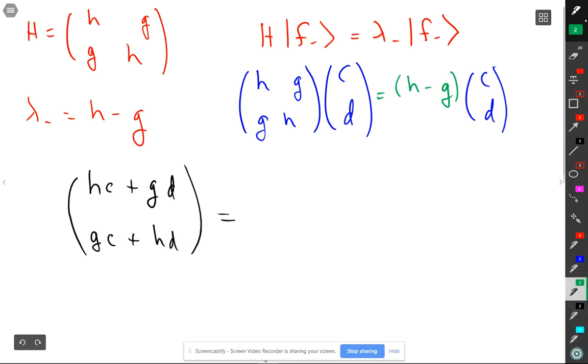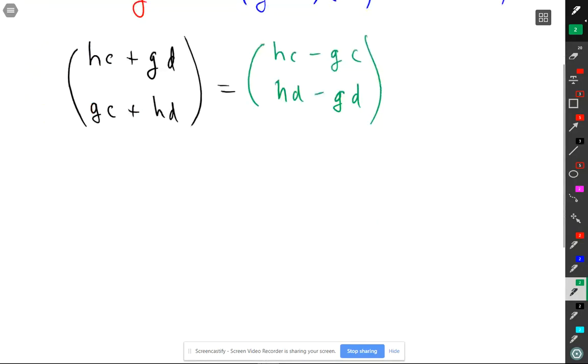And on the other side? HC minus G. And below it? HD minus G. Once again, 2 separate equations. And once again, only one of them will be unique. So I don't need to write both of them.